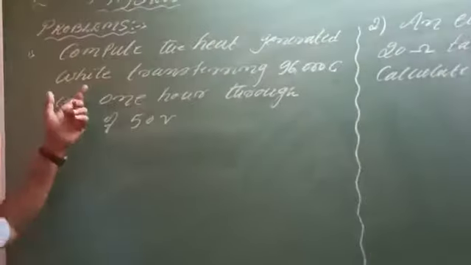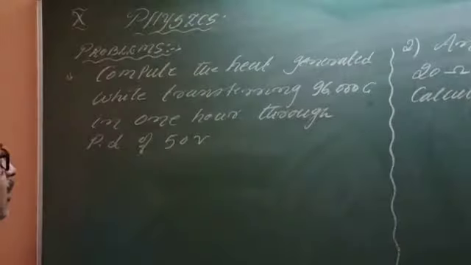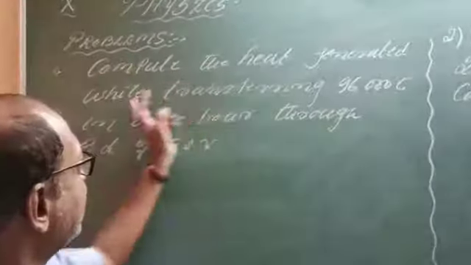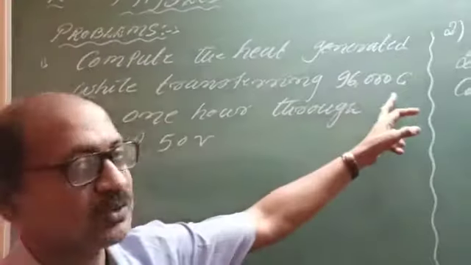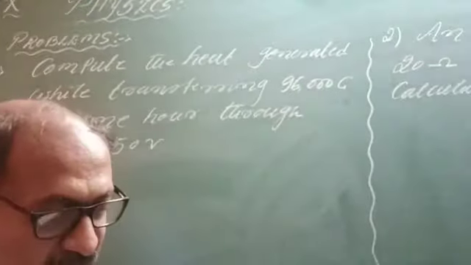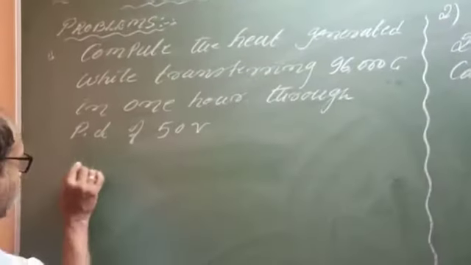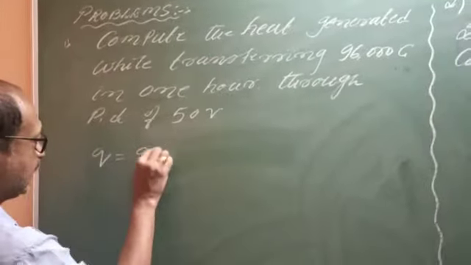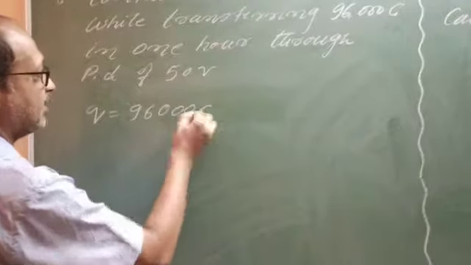So let us go for some of the problems. Compute the heat generated while transferring 96,000 coulomb. 96,000 coulomb means Q is given. So the charge is given. Charge is nothing but 96,000 coulomb.